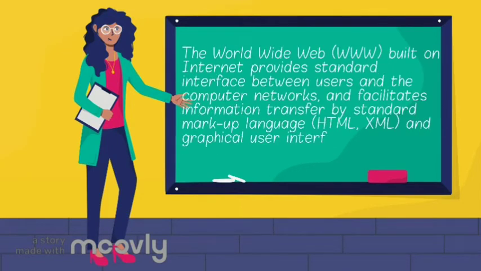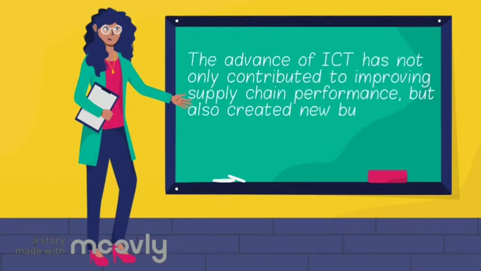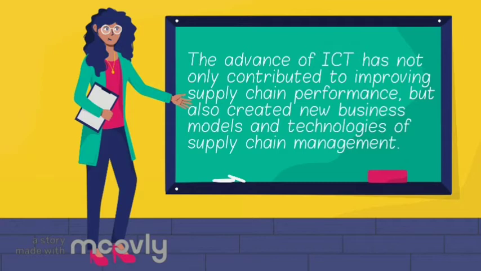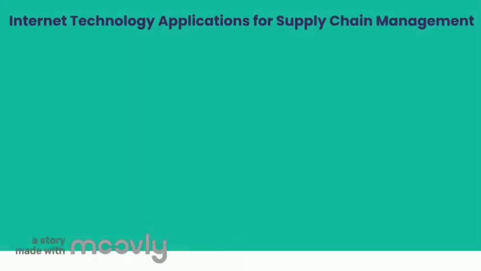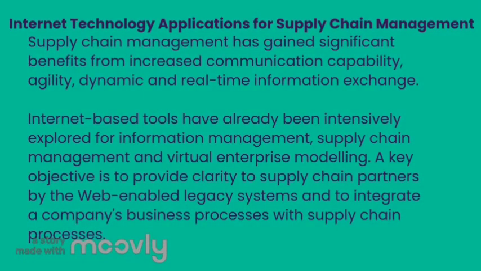The World Wide Web, WWW, built on Internet provides a standard interface between users and the computer networks, and facilitates information transfer by standard markup languages, HTML, XML, and graphical user interfaces, GUI. The advance of ICT has not only contributed to improving supply chain performance, but also created new business models and technologies of supply chain management. In this section, the basic information technologies and approaches to applying the technologies to support e-supply chain management will be described.